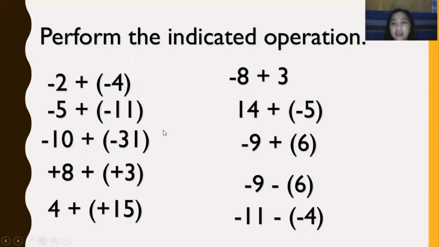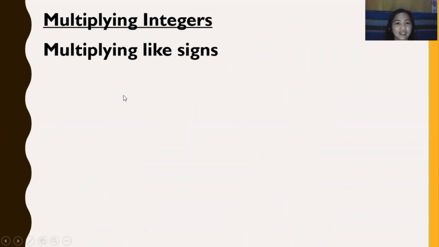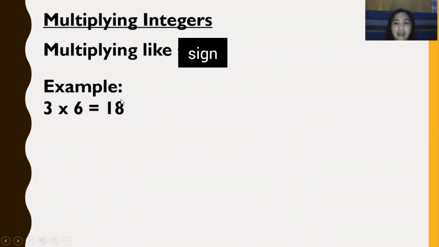Now let's proceed to multiplication of integers. Multiplying like signs. Example, we have positive 3 times 6. Okay, we can write this given just like 3 times 6. Parehas lang sila. Or, pwede mo siyang isulat using parentheses, 3 times 6. So, these are some of the representations of multiplication. It is the same with multiplying whole numbers or normal multiplication.